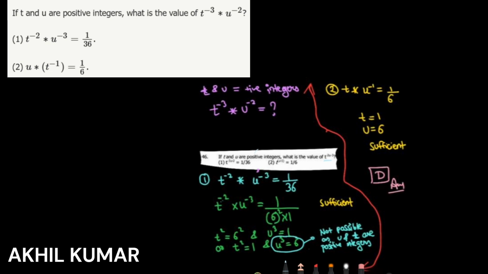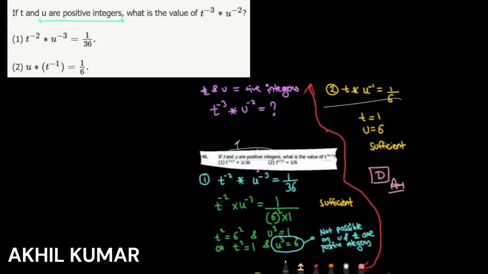I talk about the first condition, it is t power minus 2 multiply u power minus 2 is equal to 1 by 36, and the second condition you can also see here. Now, if I talk about this type of question, this condition always holds true, because it is given that t and u are positive integers. That means it is valid in both condition 1 and condition 2.